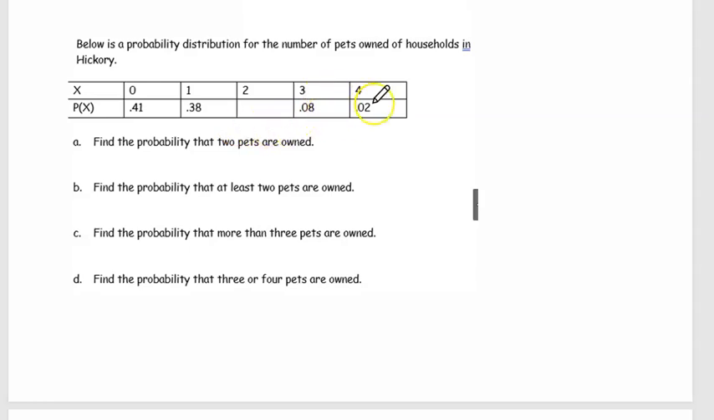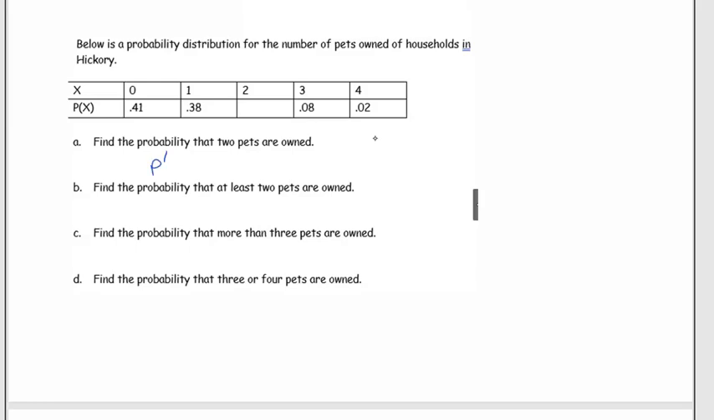The probability of 3 pets is 8% and 4 pets is 2%. So we want to find the probability 2 pets are owned. We could write that shorthand as probability X is equal to 2, or we can make that even shorter by looking at P and just calling it 2 there. So let's figure out how we do that.